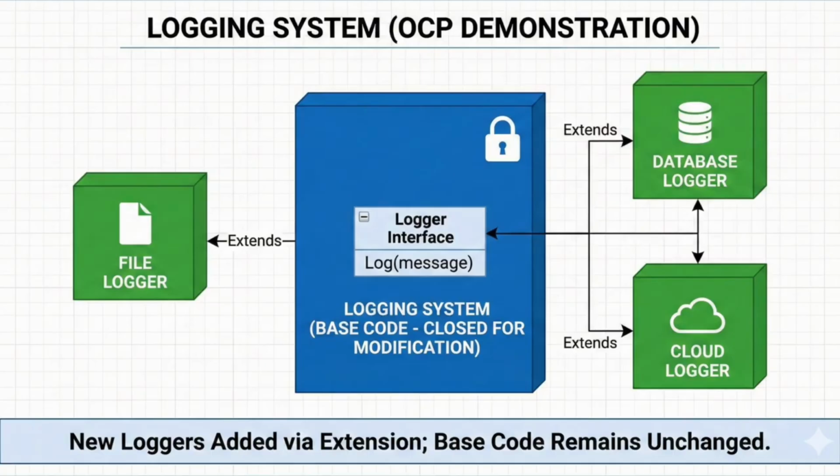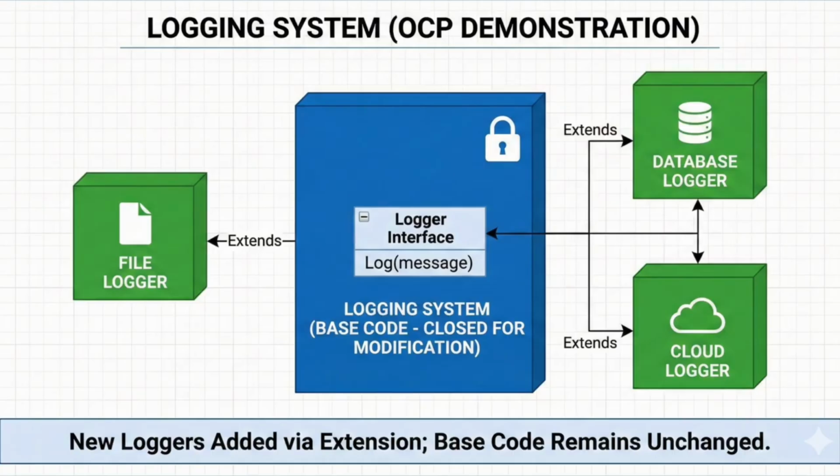This image clearly demonstrates how the open-closed principle can be applied in a logging system. In the center, we have the main logging system, which is marked as base code, closed for modification. That means once the logging framework is developed, we don't keep changing its internal code every time we need a new logging feature. Instead, the system relies on a logger interface that defines a simple, stable contract with a method like log message. This interface never changes and acts as the foundation of the entire logging mechanism.